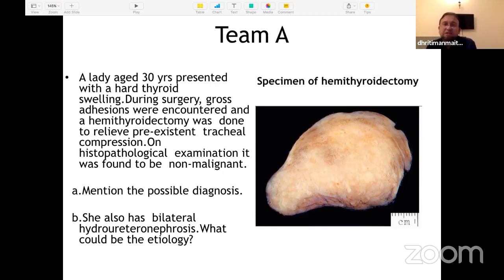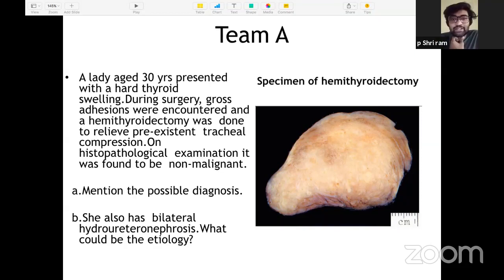A lady aged 30 years presented with a hard thyroid swelling. During surgery, gross adhesions were encountered and a hemithyroidectomy was done to relieve pre-existent tracheal compression. On histopathological examination, it was found to be non-malignant. This is the specimen of hemithyroidectomy, how it looked. You mention the possible diagnosis for the thyroid pathology, and she also has bilateral hydroureteronephrosis. So what could be the etiology?